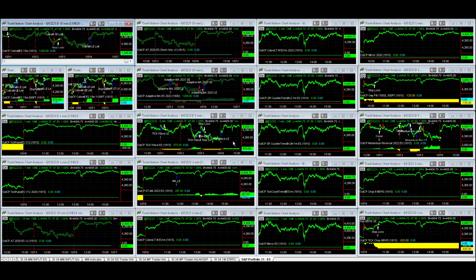Tick Wave is up 875. DTM4 is up 287.50. Adaptive Moving Average is up 1250. Gap Fill 1 was down minus 725. And Tick Chop News was down 825.